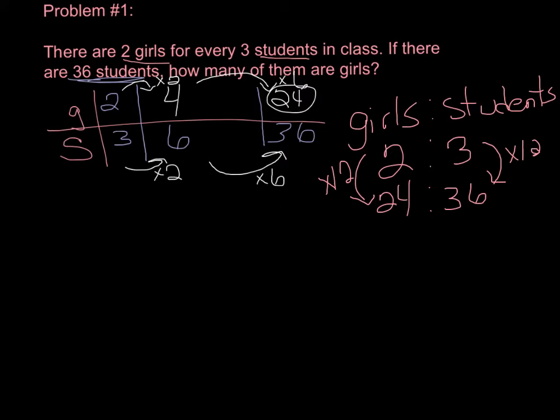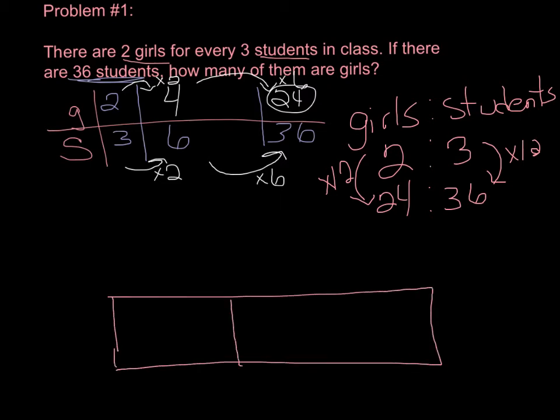Let's look at one last strategy, the fraction bar. Now I know because there's 3 students that I can split my fraction bar into 3 pieces. And since 2 of those 3 pieces are girls, I can label a girl, girl, and of course the remainder has to be a boy. Now if I have 36 students total, I must split those 36 students evenly amongst the 3 pieces.